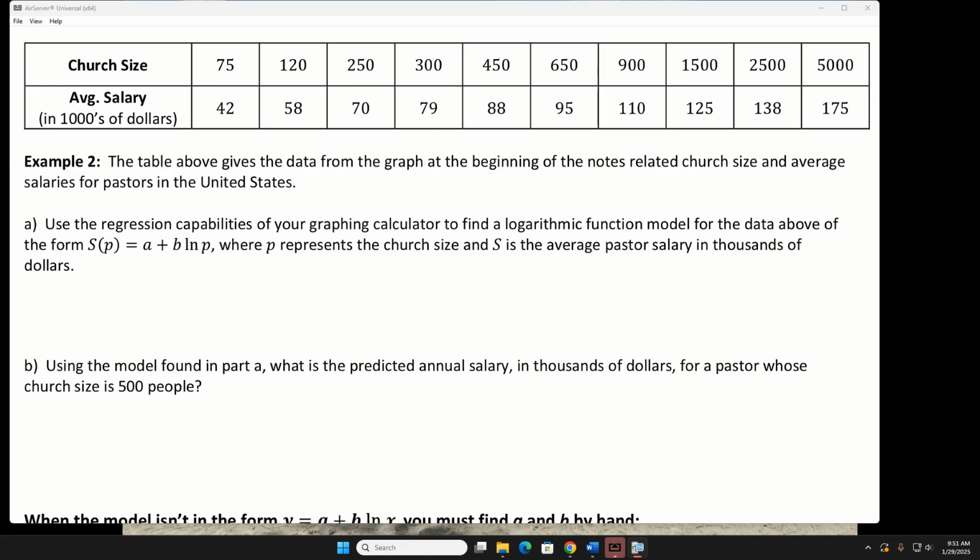Okay, this is the model we're using. Can I do the calculator? Yeah, it's a good thing also because we wouldn't be able to do this one otherwise. It's just way too many points. All right, so you guys, I want to hear a whole bunch of clicking. So put these in. The church size, I know it goes across, but you're going to go down. And then same thing for average salary.